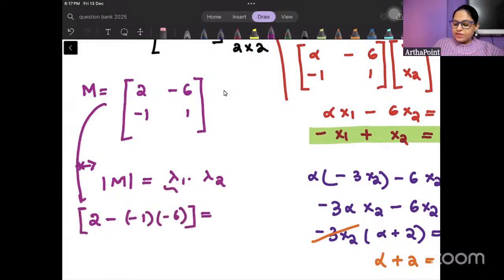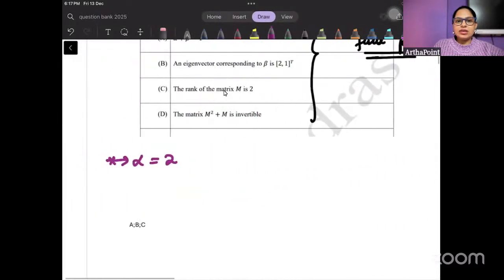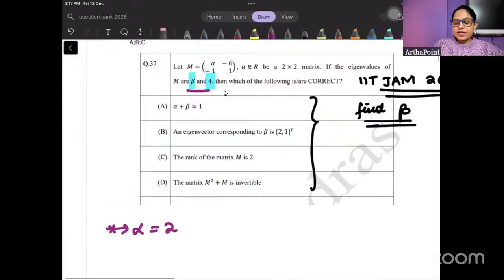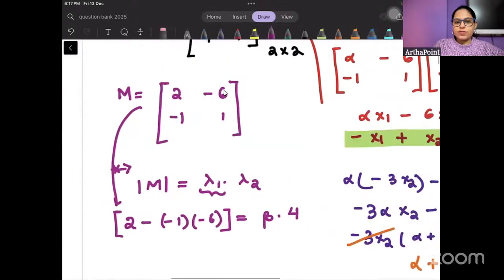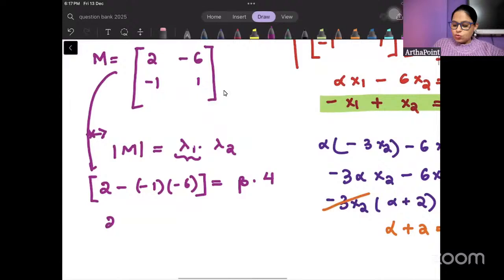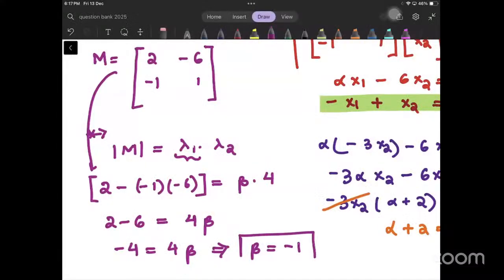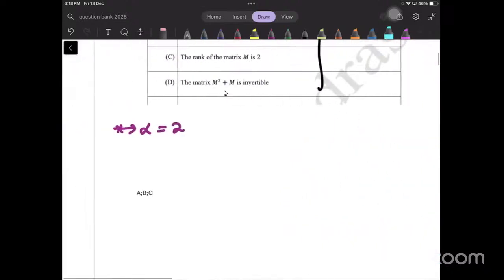One of the eigenvalues is given as beta, another is given as 4. So what will you have from here? You will have 2 minus 6 equal to 4 beta. So minus 4 equal to 4 beta. It means you will get beta as minus 1. Simple. That's it. So your beta will be minus 1.